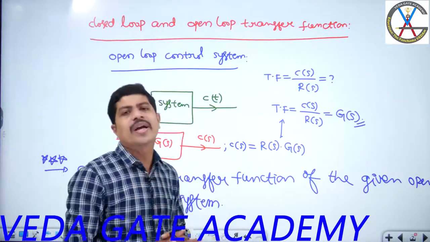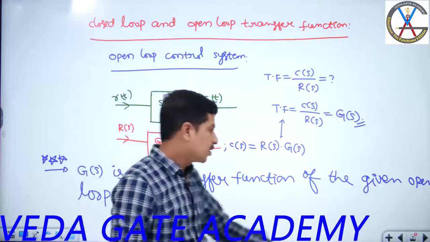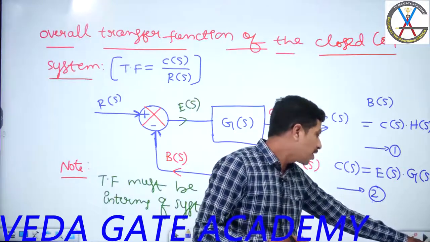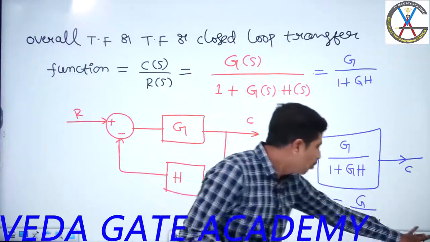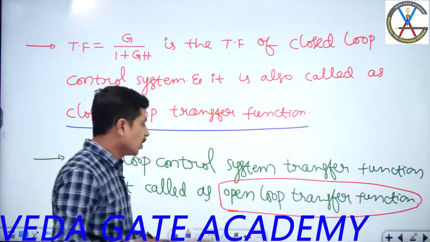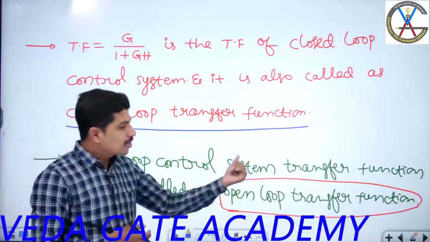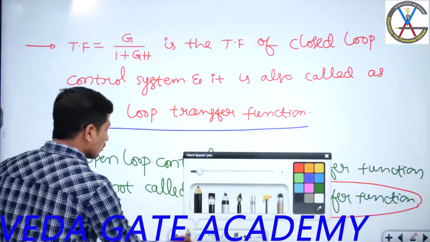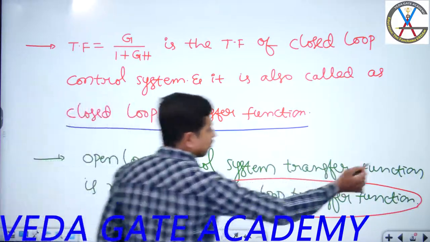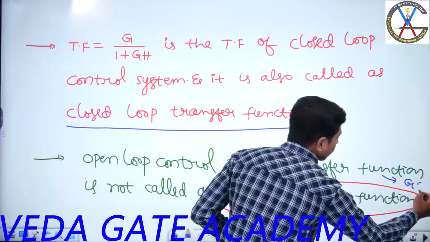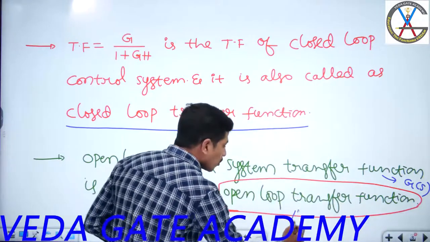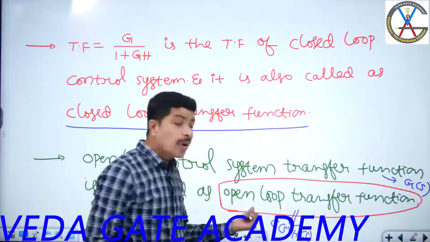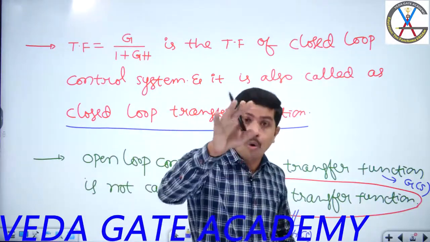Both those products we take, G1 of S into G2 of S, we got only G of S. But what is the open loop transfer function of this closed loop system? Open loop control system transfer function is not called the open loop transfer function. Open loop control system transfer function is G of S. The open loop transfer function or loop transfer function is G of S into H of S. Open loop or loop transfer function is defined only for a closed loop system.